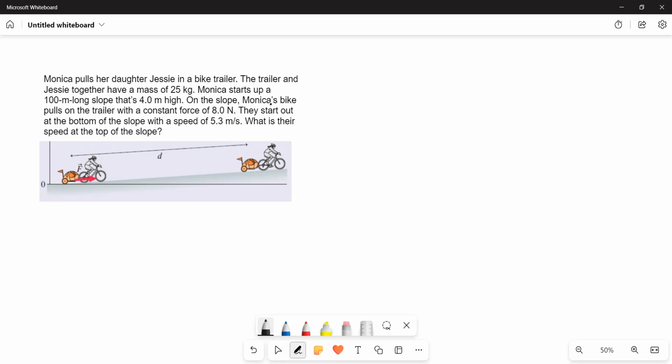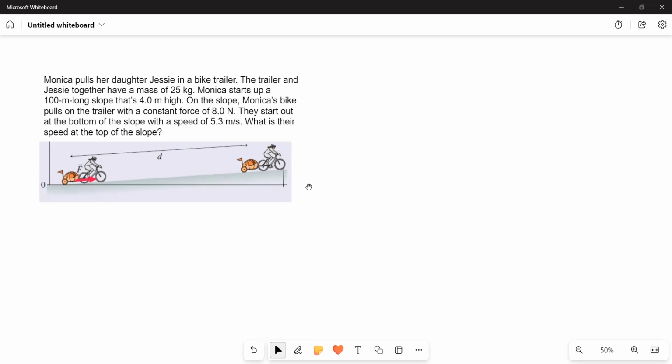On the slope, Monica's bike pulls on the trailer with a constant force of 8 newtons. They start out at the bottom of the slope with a speed of 5.3 meters per second. What is their speed at the top of the slope? Okay, suppose if you see this one here, the slope is given. This is the slope.